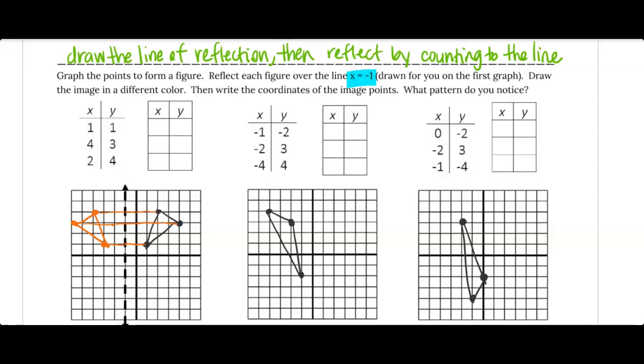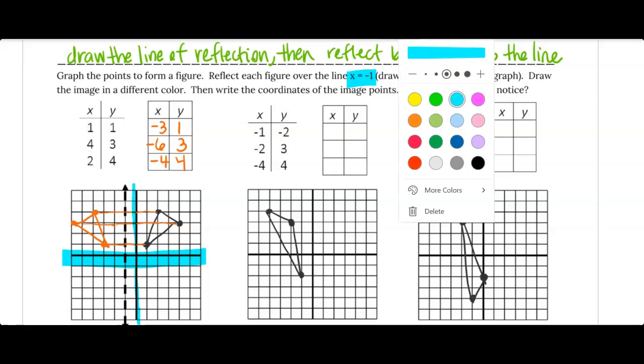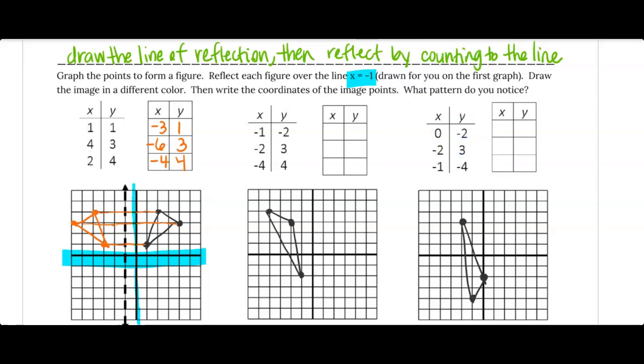So then when we write our points out, 1, 1 went to -3, 1. 4, 3 went to -6, 3. And 2, 4 went to 4, 4. If it's helpful to you, draw a highlight on your axis. Sometimes with the vertical and horizontal lines, it's hard to see the axis when we graph them.